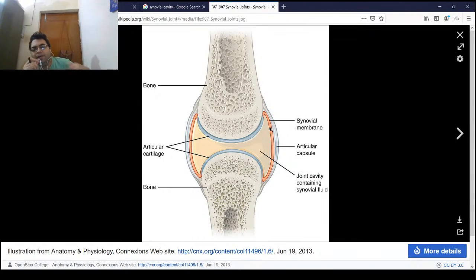Most of the joints in our body which can rotate freely, like ball and socket, hinge joint, saddle joint, are all synovial joints. Like your shoulder joint, elbow joint, knee joint, ankle joint, they are all synovial joints. The synovial membrane produces synovial fluid, and this fluid acts mainly as a shock absorber. It has immunological properties also. It has monocytes and macrophages.